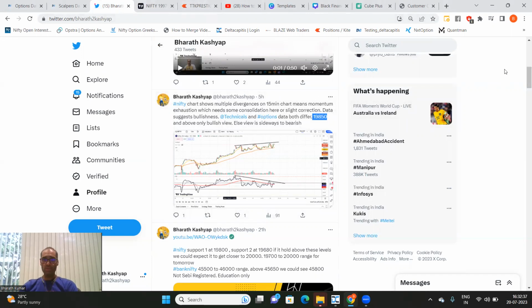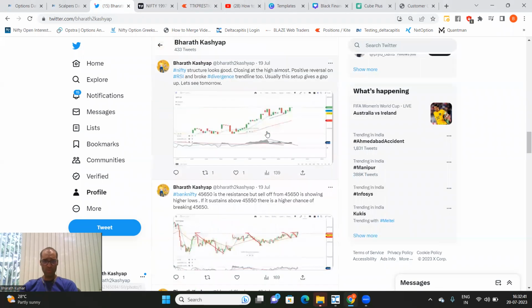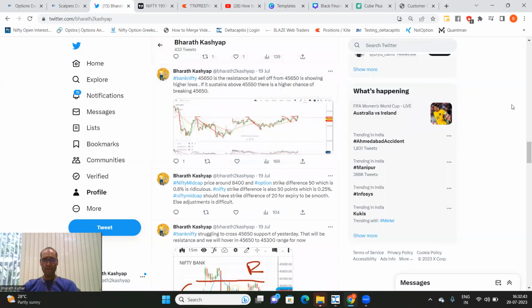And if you look at Bank Nifty, the view was very simple. Yesterday also, around 2:15, 2:30, I had posted this: 45,650 is the resistance, but the sell-off from 45,650 is showing higher lows. If it sustains above 45,550, there is a higher chance of breaking 45,650. Yesterday only 650 broke. In yesterday's video I told if the market opens above 650 and sustains above 650, it will be a smooth journey towards 45,900.